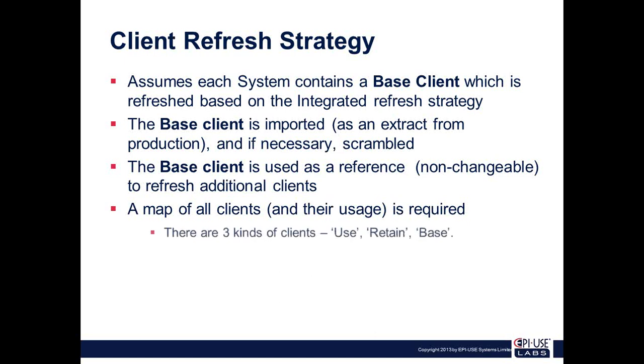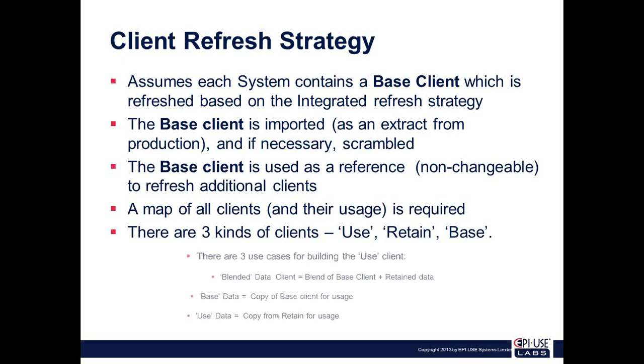And we can think about actually 3 kinds of clients, right? Use client, which means that you can actually use the data in that client. A retain client, which is a client that says, I want to create data that I might use again and again. And we have a base client, which is a copy from production. With these 3 clients, okay, we can build what I call a blended data client, which is a combination of the base client, which is the production data, plus the retained data.